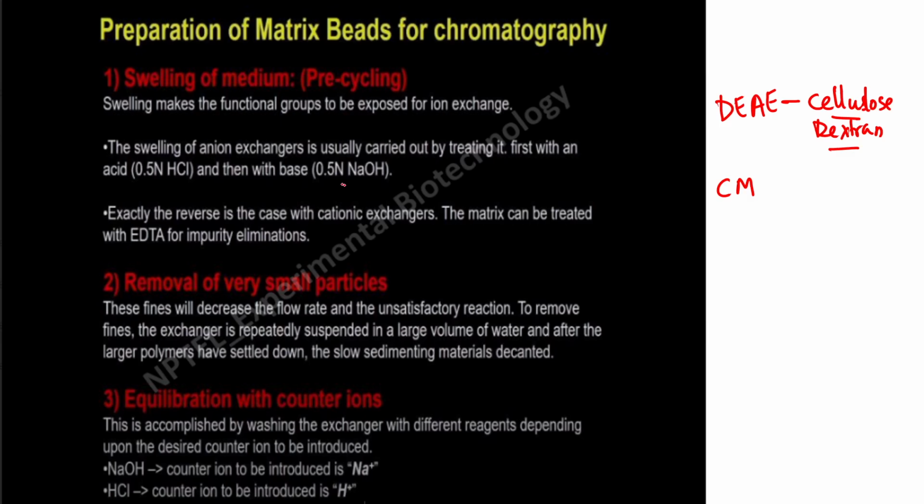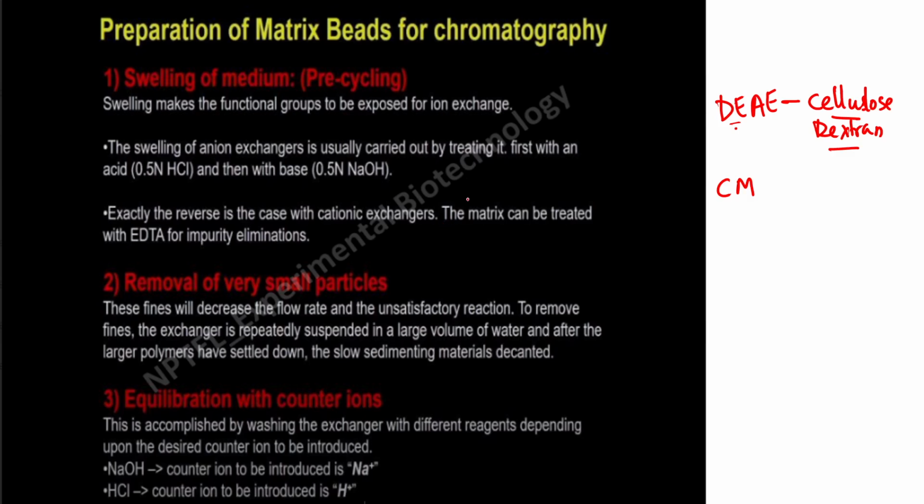Okay, so now these are positively charged ions, so they need counter ions to equilibrate themselves. So, for that, first we will do the swelling with HCl and NaOH. Generally for anion exchange we use HCl first and then NaOH. For cation exchange, we do the opposite. We use NaOH first and then HCl.